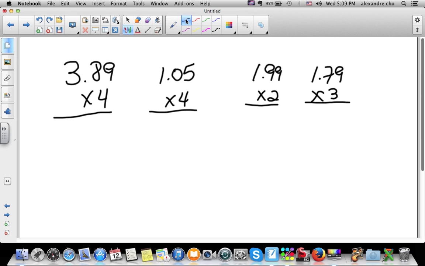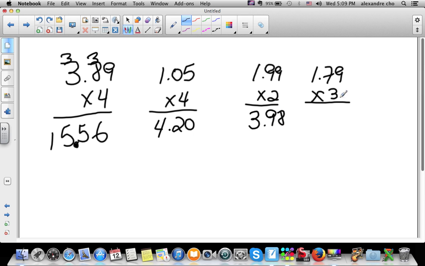So let me go back here. All right, so 389 times 4, and that's 36. Carry the 3. 32, 35. Carry the 3. 12, 15. My answer should have 2 decimal places, making this 15.56. This one's easy enough. Okay, it's going to be 4.20. This one is going to be easy enough again. Okay, 398, and 5.37.